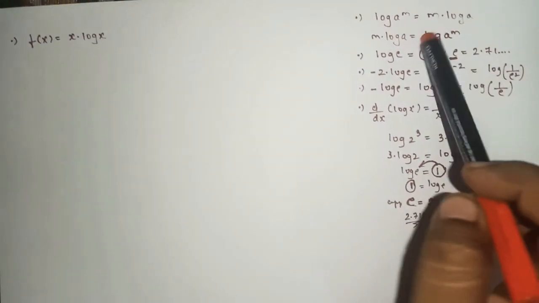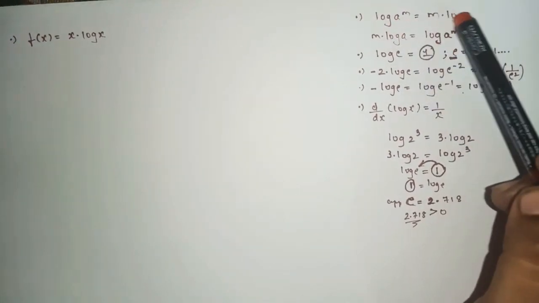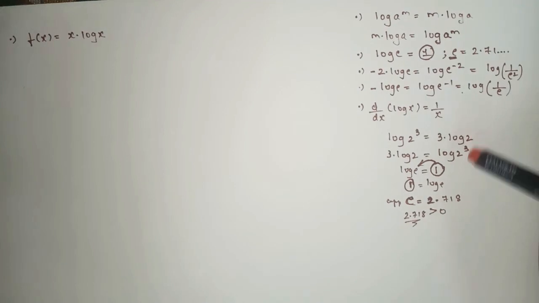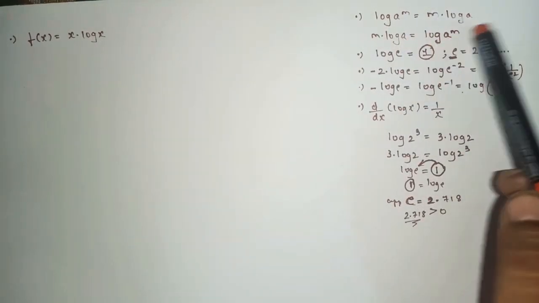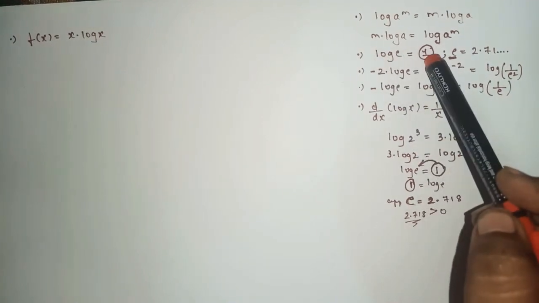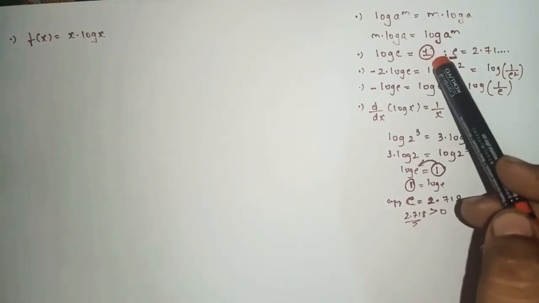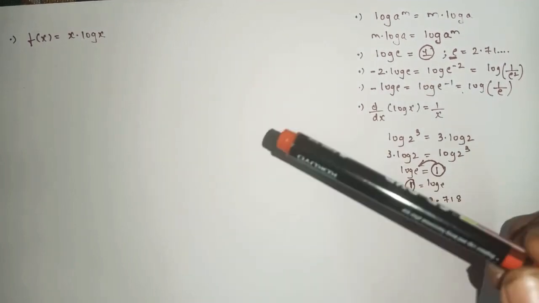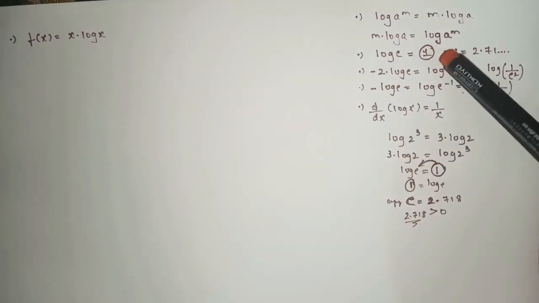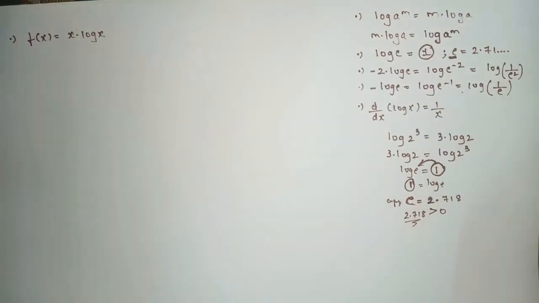The first formula, log a raised to m, we can write as m into log a. Here we took some examples. m into log a we can write as log a raised to m. The value of log e is 1, or else in place of 1, wherever you come across 1 while solving the sum, you can replace that 1 by log e. And the value of e is 2.718.